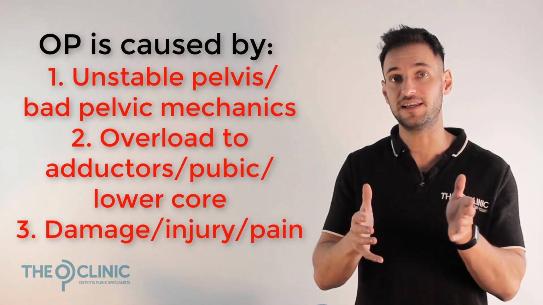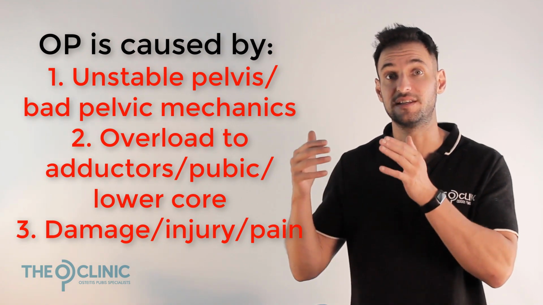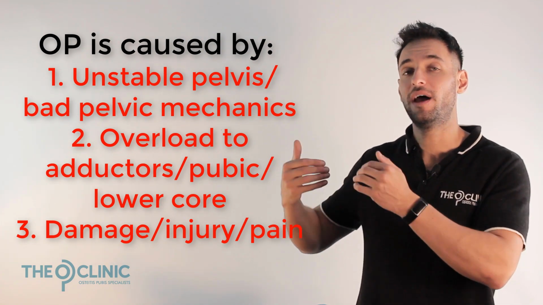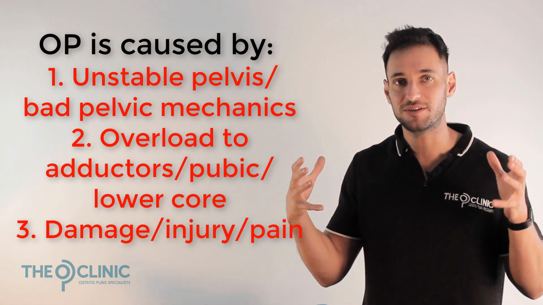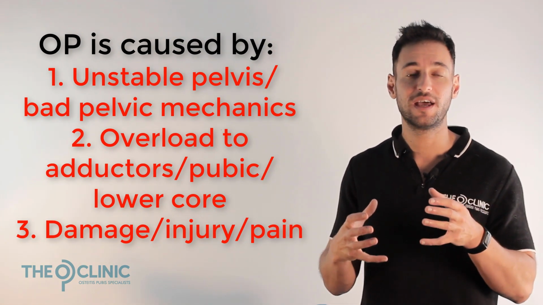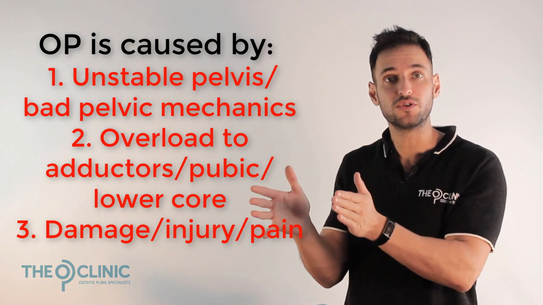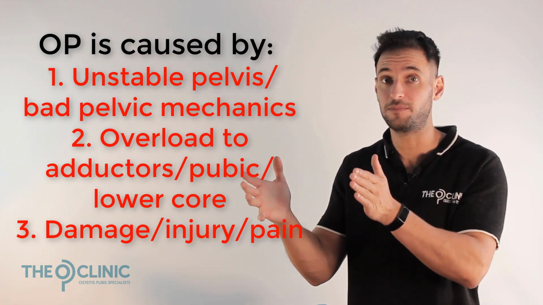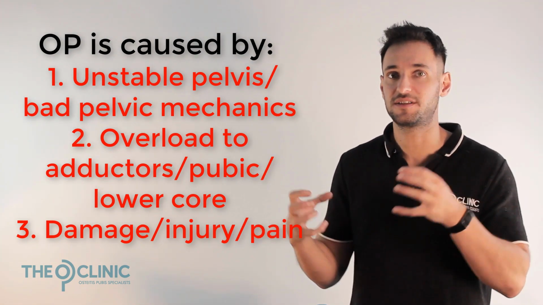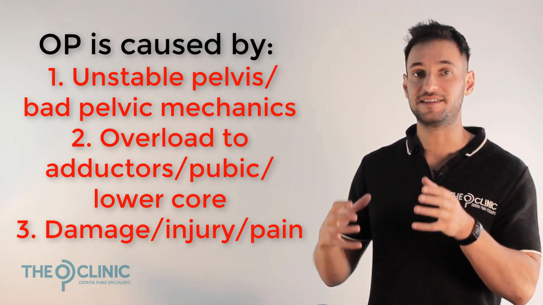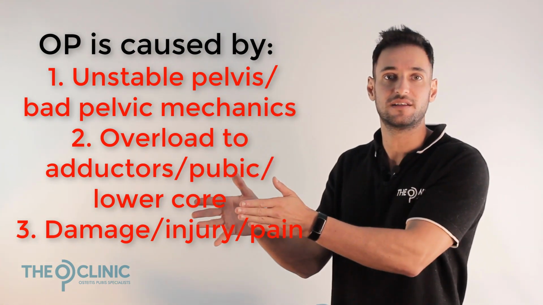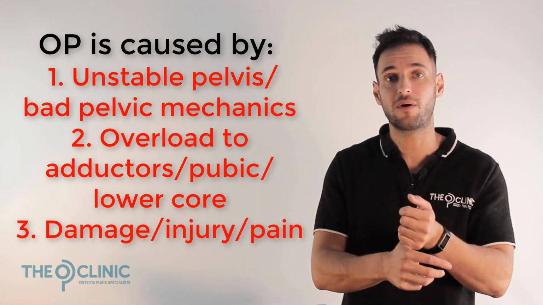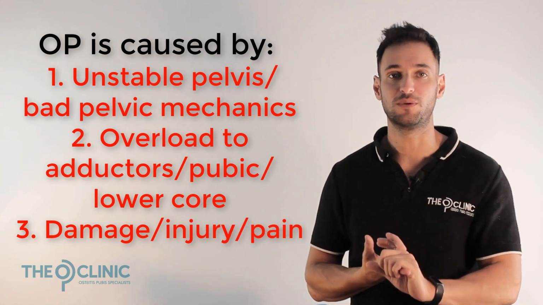That instability leads to overloading in tissues like the adductors and the lower core and the sides of the hips and the hamstrings and the pelvic floor. Basically, the muscles and tissues that attach to the pelvis. This instability overloads those tissues, and they compensate. They try to provide stability by bracing and tightening, but it doesn't work. And this overload leads to the damage that we see in a diagnosis of OP, whether that's in an MRI or just from symptoms that you experience.